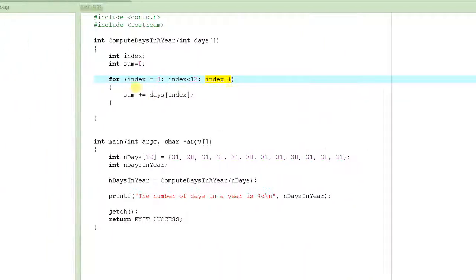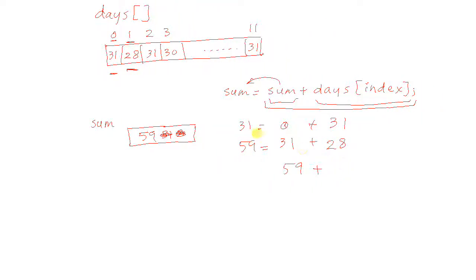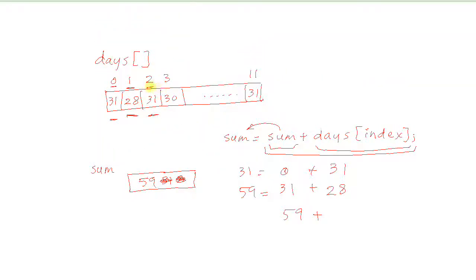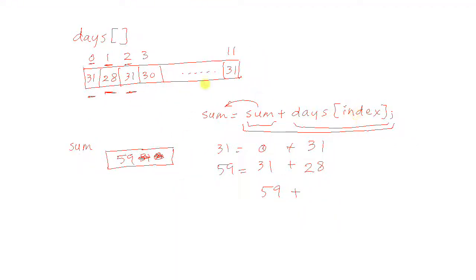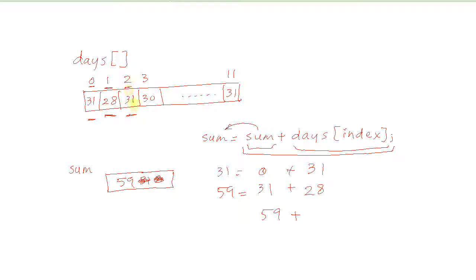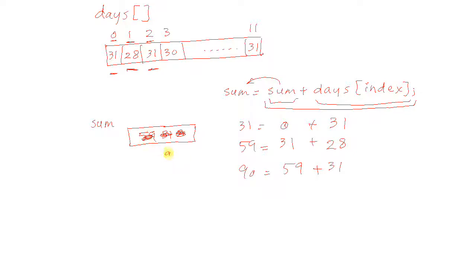And then next time when this will be executed, we will have 59 plus 31, because the index value would be 2. So the value of days of 2 is the second element, or the third element of the days array, 31, and that will basically give us 90. So we basically store 90 here, and so on.